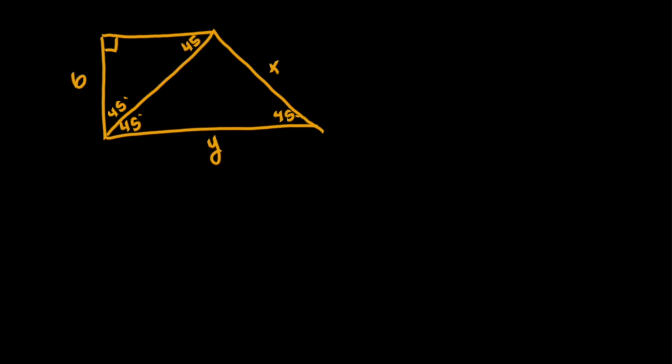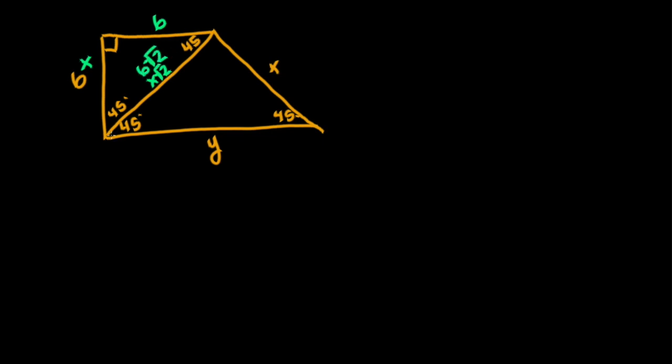So in this triangle, we're dealing with 45-45 triangles. And remember that in a 45-45 triangle, the side opposite the right angle, the hypotenuse, is equal to x times the square root of 2, and the two legs of the triangle are equal to x. So since this side over here is 6, then this side over here is going to be 6 as well. And then since these two sides are 6 and our hypotenuse is x times the square root of 2, we can say that our hypotenuse is 6 times the square root of 2.